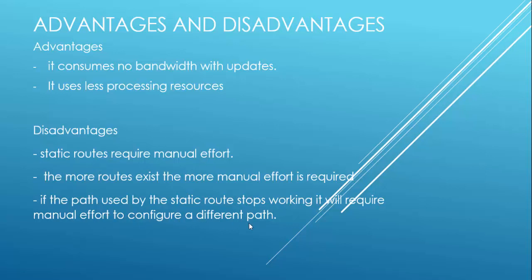If the path used by a static route stops working, it will require manual effort to configure a different path. Here they are talking about multiple ways to reach a specific network. Whatever you have configured, if that route is down, there is no way you can reach the network through other backup routes, even if you have them. But in dynamic routing, if there are multiple routes to reach a specific destination and one route goes down, the routers will change the routes automatically. So these are the disadvantages which come with static routing.